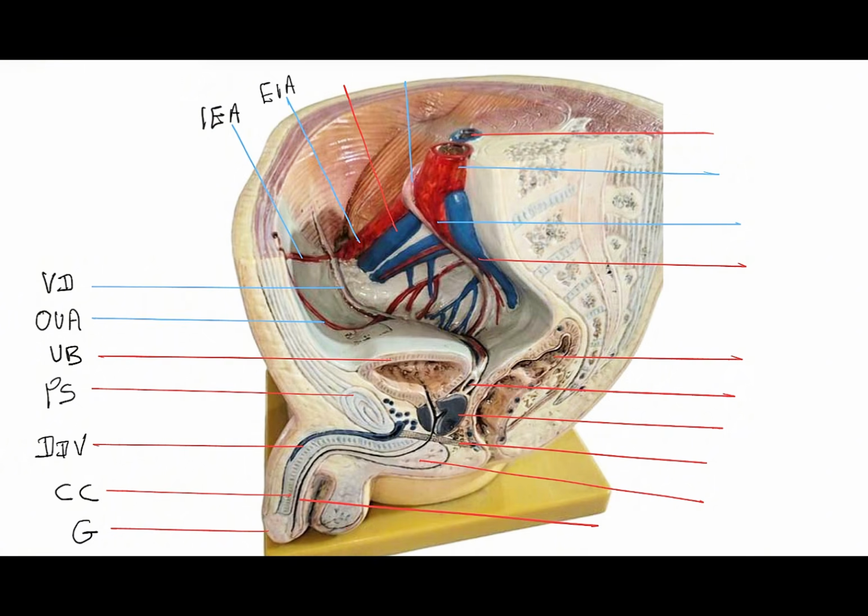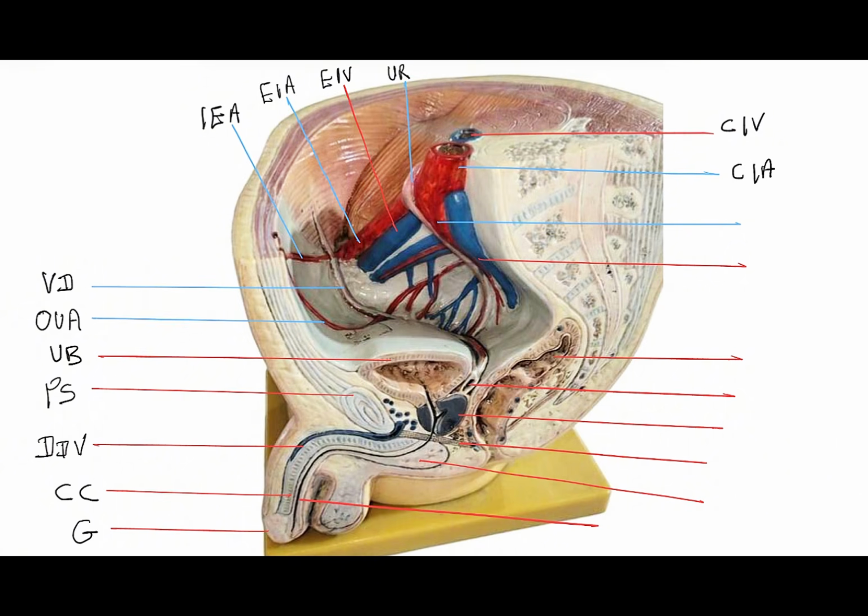The next one is the external iliac vein. Over here we have the ureter. Over here we have the common iliac vein. Over here we have a common iliac artery.